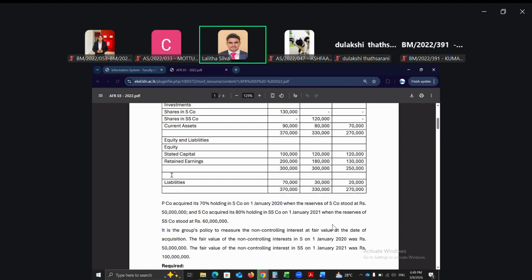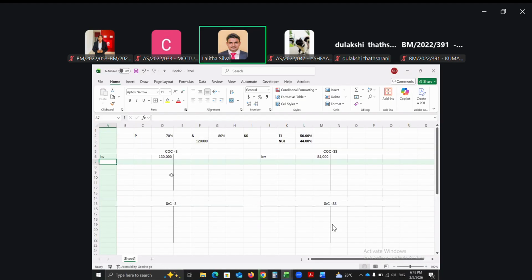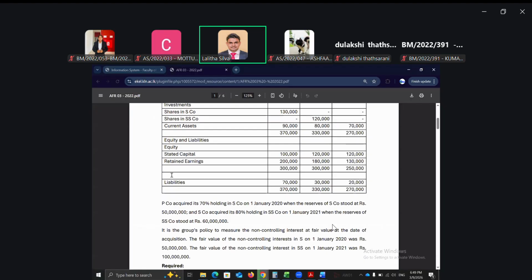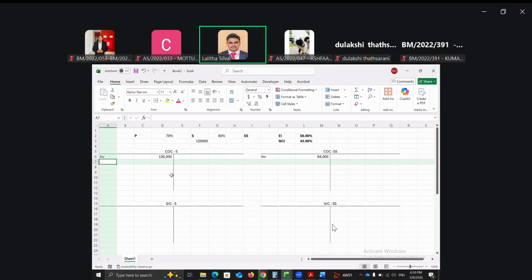We do not need to do such kind of additional calculation. What we can do is we can take these fair values directly to our accounts. Then when it comes to the fair value of NCI at S, at the date of acquisition, it stood at 50 million.